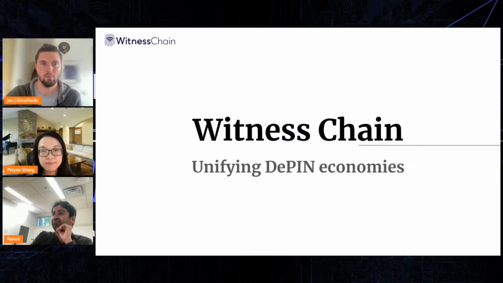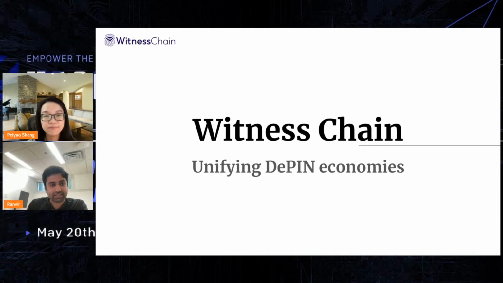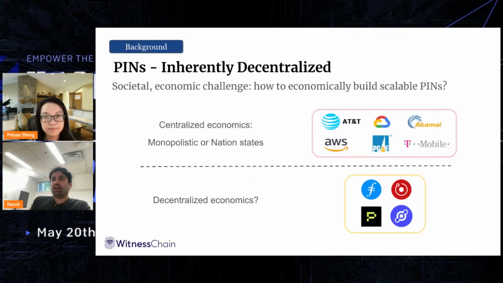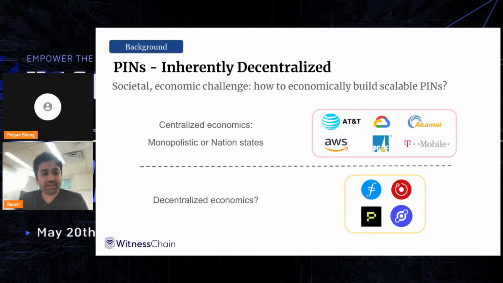Perfect. So what does unifying DePIN economies mean, right? In some sense, what we are building is an equivalent of Eigenlayer, but for DePINs. Now, to give a little bit of background behind physical infrastructure networks, these are networks of typical physical assets. Due to the nature of physics, the world is decentralized, and so physical infrastructure is naturally decentralized.